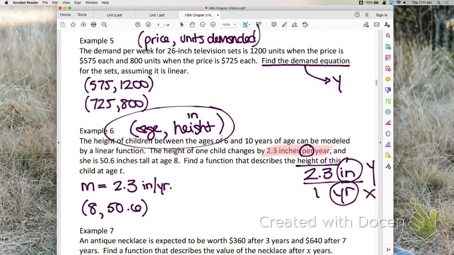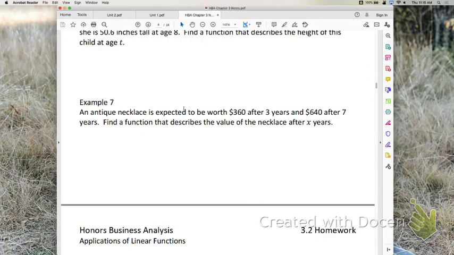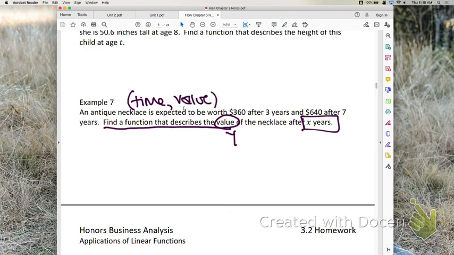All right? Last example I want you to read and set up on your own is 7. Give me what your x and y are representing and give me the information you can find. Remember that last sentence here? Find a function that describes what? The value. That is your y. Also, they tell you after x years. They're telling you time is x. Read it closely. Therefore, I would set up time as my x, value or price as my y. Are they giving me 2 points or a slope and a point? 2 points. First point, 3 years, 360. Second point, 7 years, 640. We all okay with those?